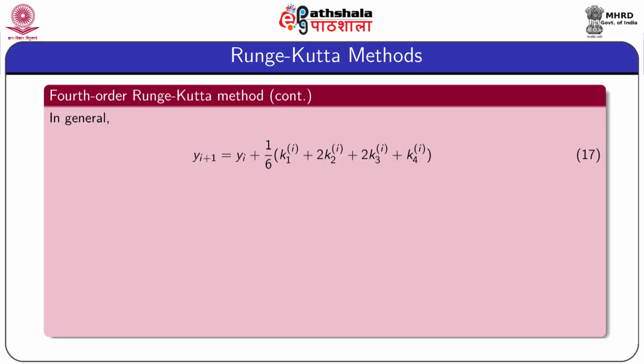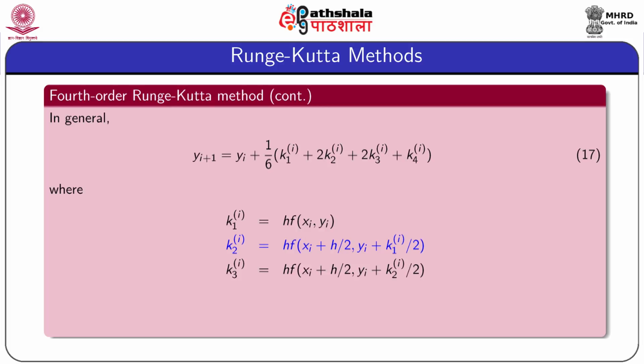represents the ith value of k1, k2, k3 and k4 and so on, where k1i equal to h into f of xi, yi, k2i equal to h into f of xi plus h by 2, comma yi plus k1i by 2, k3i equal to h into f of xi plus h by 2, comma yi plus k2i by 2, and k4i equal to h into f of xi plus h, comma yi plus k3i, and these relations are valid for i equal to 0, 1, 2 and so on.